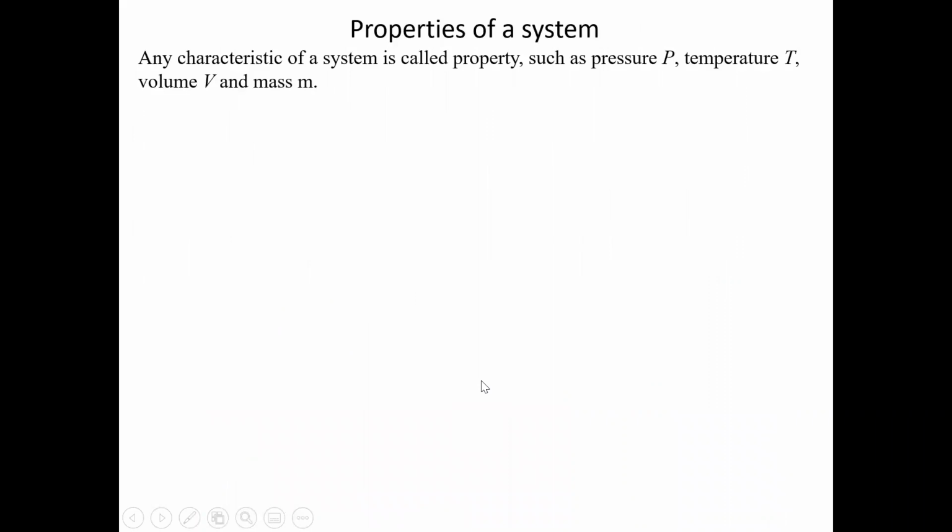There are also other definitions like properties of a system. So property, any characteristic of a system, is called property, such as the pressure, temperature, volume, or mass. So we can give the property of this system in volume as one cubic meter or 2 cubic meter. So you can give a property of the system, that this is the size of the system, this is the volume of the system. Okay, so that's what we mean by property. And property could be, let's say, pressure, temperature, as we said, or volume or mass.